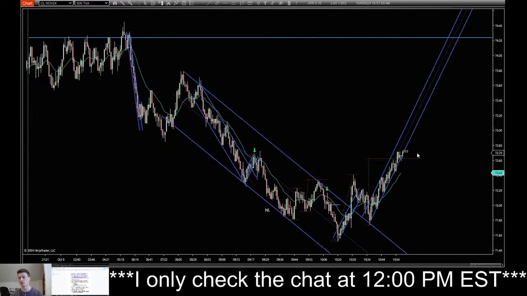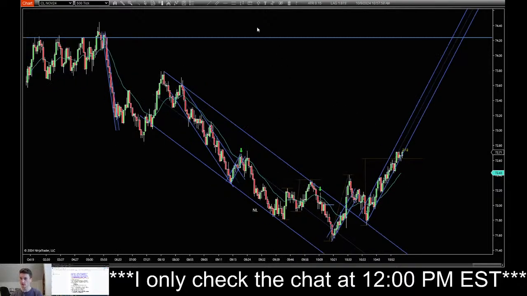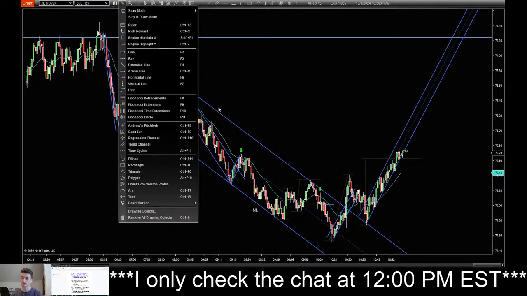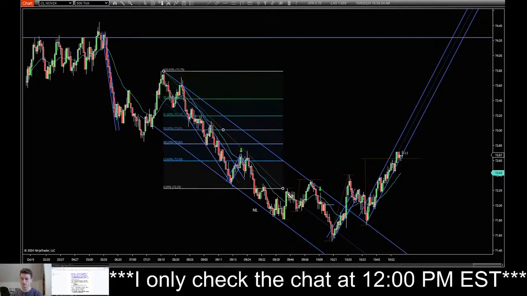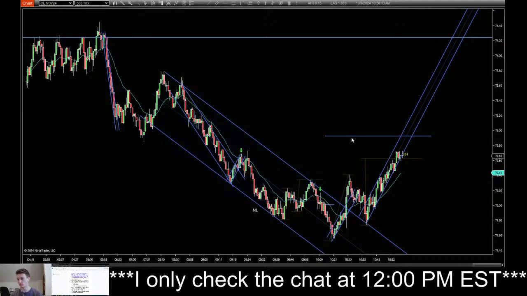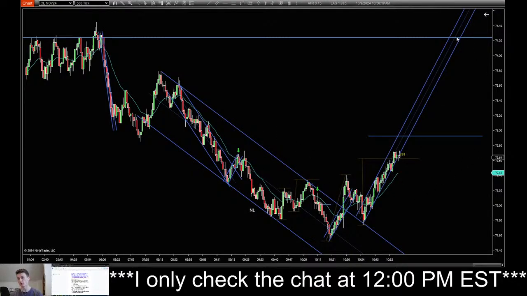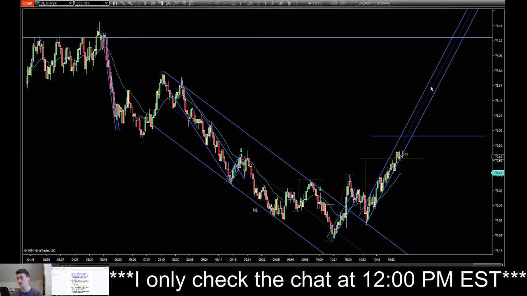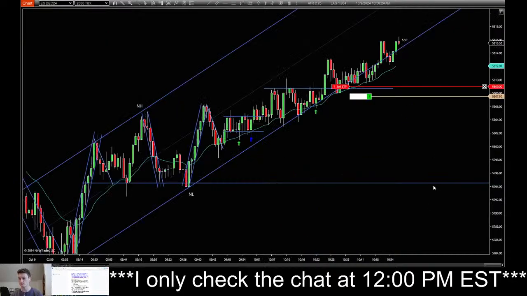Could just be a straight up reversal here. Getting close to that 60-ish% retracement. That's the point where I start to say, okay, maybe we're not going to get the retest. Okay, we're getting another push higher there.